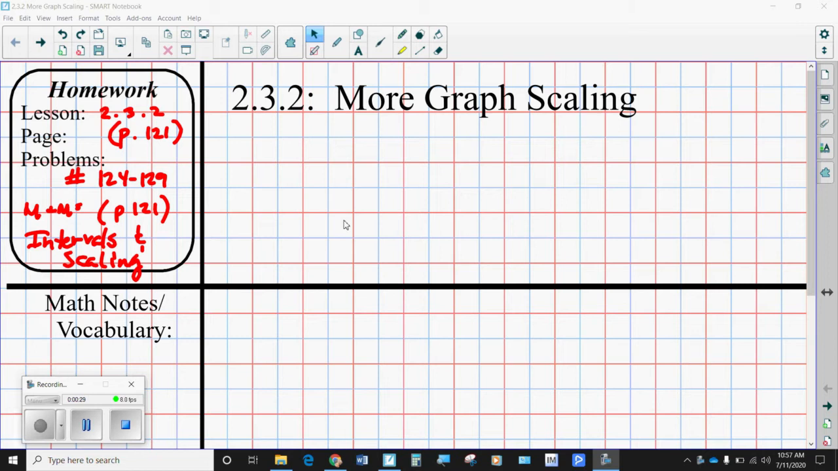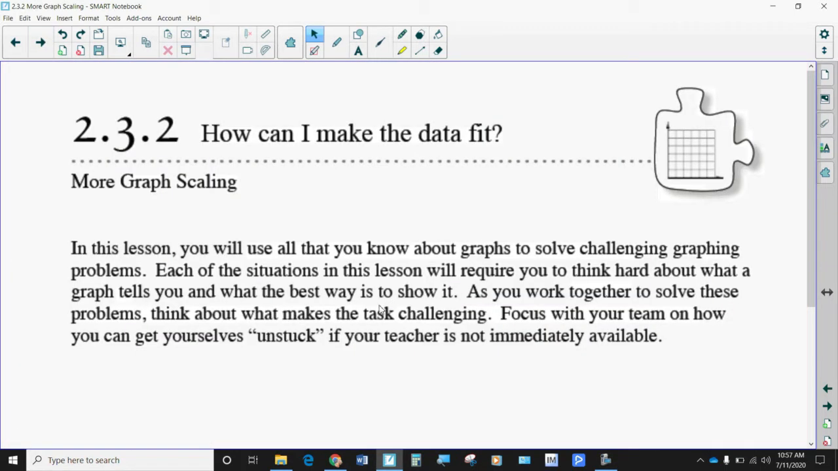Okay, so today we're going to take some real world types of situations and we're going to plot those data onto coordinate grids and learn a little bit more about some strategies for graphing and scaling and how to interpret the graphs. This lesson, you will use all that you know about graphs to solve challenging graphing problems.